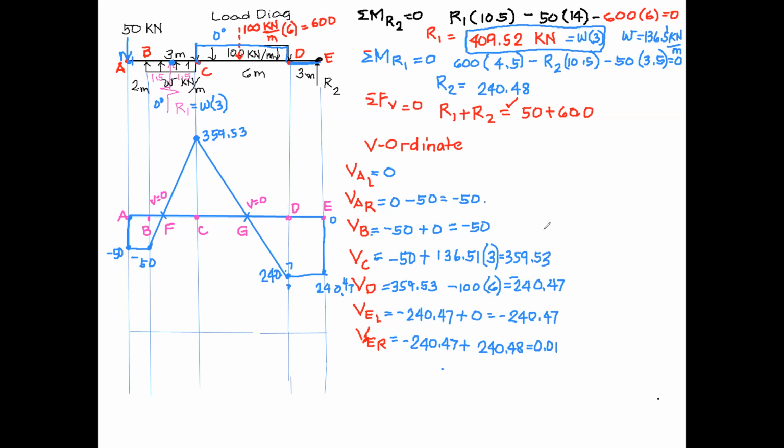Okay, so now we analyze moment. For moment, we do not need to analyze the left and the right. We just need to analyze the moment coordinate at different points. So the moment at A, then moment at B. After B, before going to C, we pass through F. Moment at F, then moment at C. Then before going to D, we pass through G, then moment at D, and then moment at E.